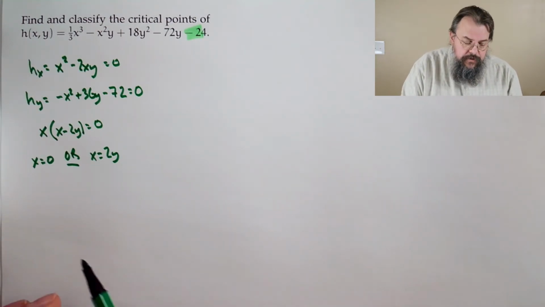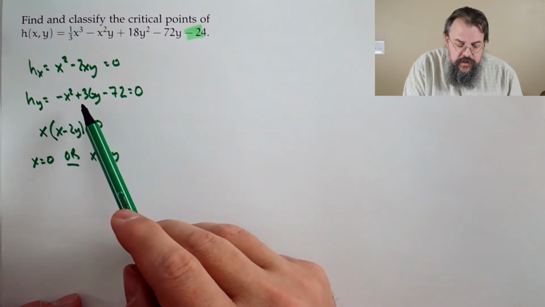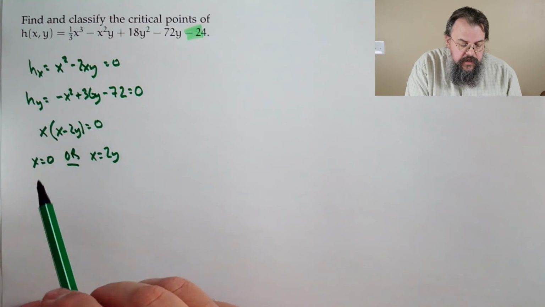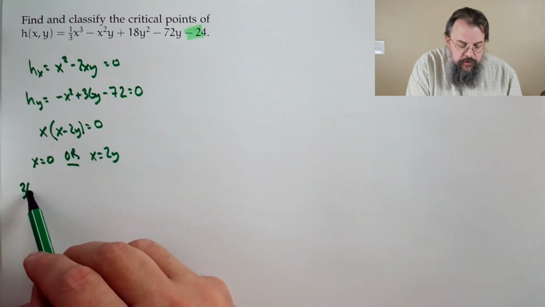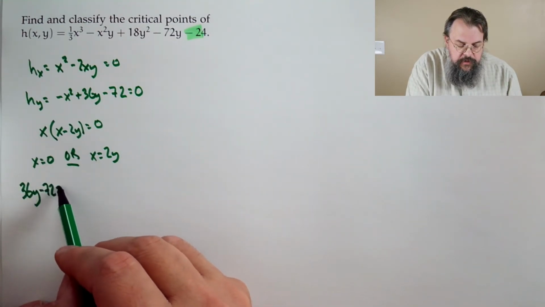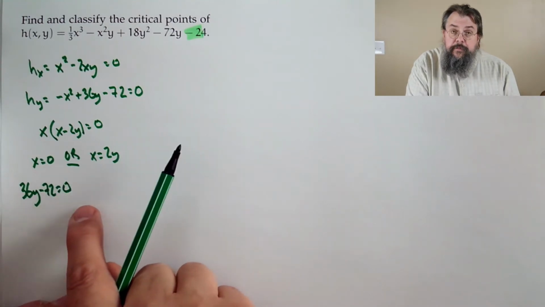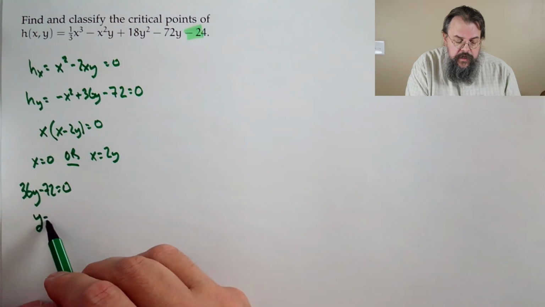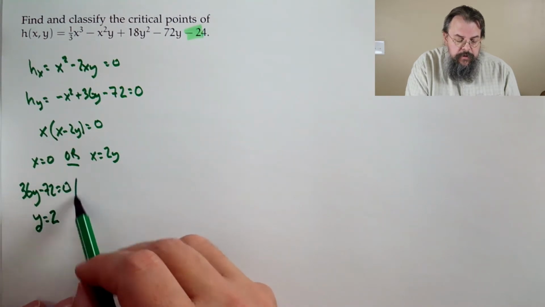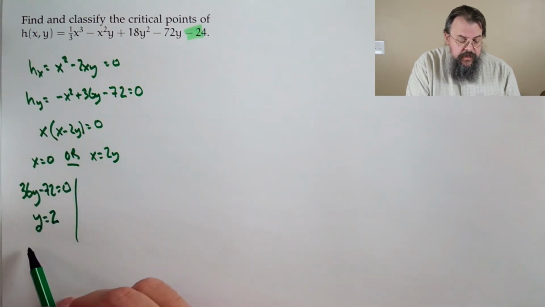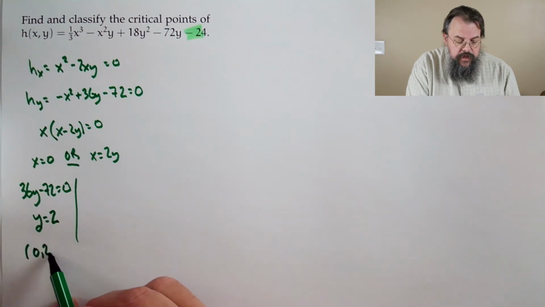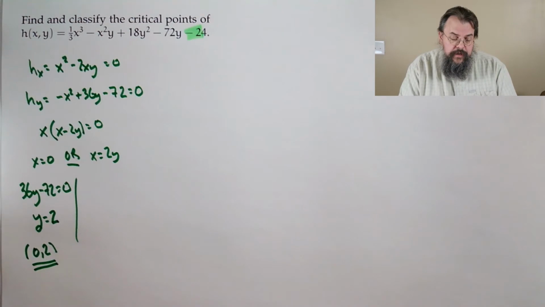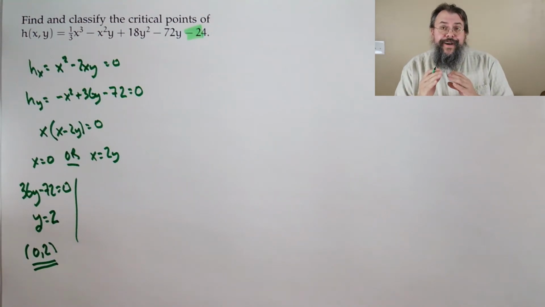If x equals 0, we go into our h sub y. We say, okay, well, that means that term is gone. That would lead us to say 36y minus 72 equals 0. Okay, I can add 72 to both sides and divide by 36, which would say y should be 2. Now, remember, we're on the x equals 0 side, so combined with y equals 2, we get a point, 0, 2. All right, there we go. There's our point.